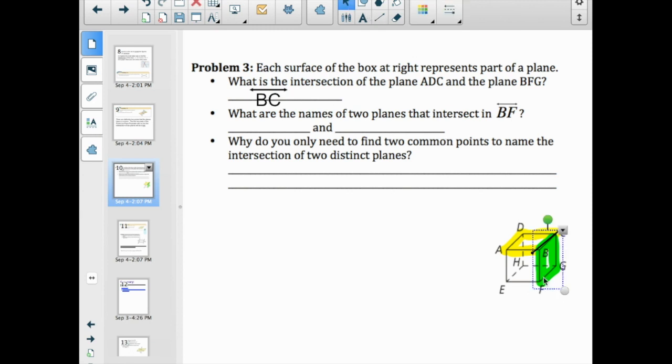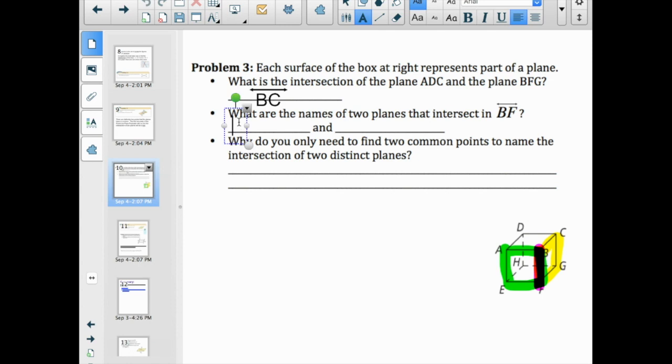Okay, so then the next question is, what are the names of 2 planes that intersect in BF? So we go find BF right here. If you look at that, you can see it's on this front plane right here, and it's on this side plane right here. So we would just name those. You can use all 4 letters of those planes to name them, or you can use 3. That front plane, I see letters A, B, F, and E. Maybe I decide to use all 4, or maybe I just go A, B, F. That right plane, I can see B, C, G, F, and I can use those 4 letters, or just 3 of them. I'm going to use G, F, B.